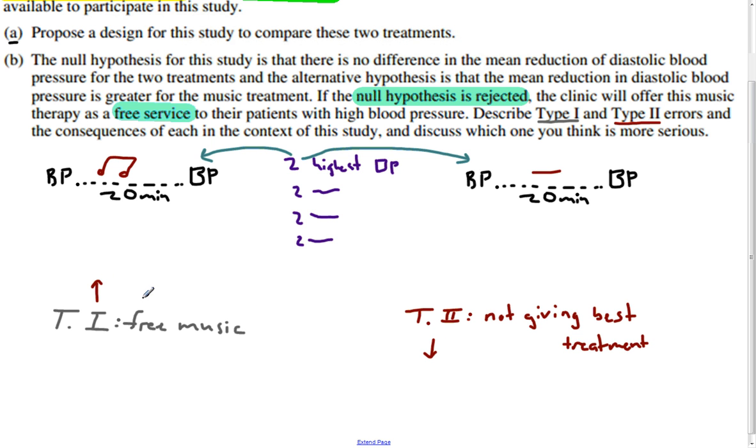So instead of an alpha of 0.05, maybe an alpha of 0.10 or 0.15 is something we could get away with in this situation.